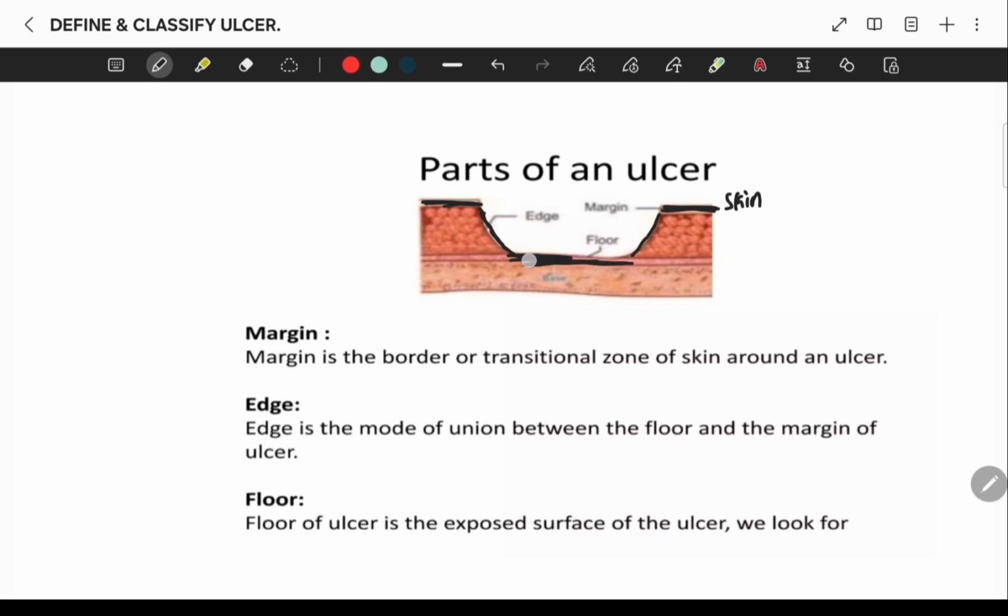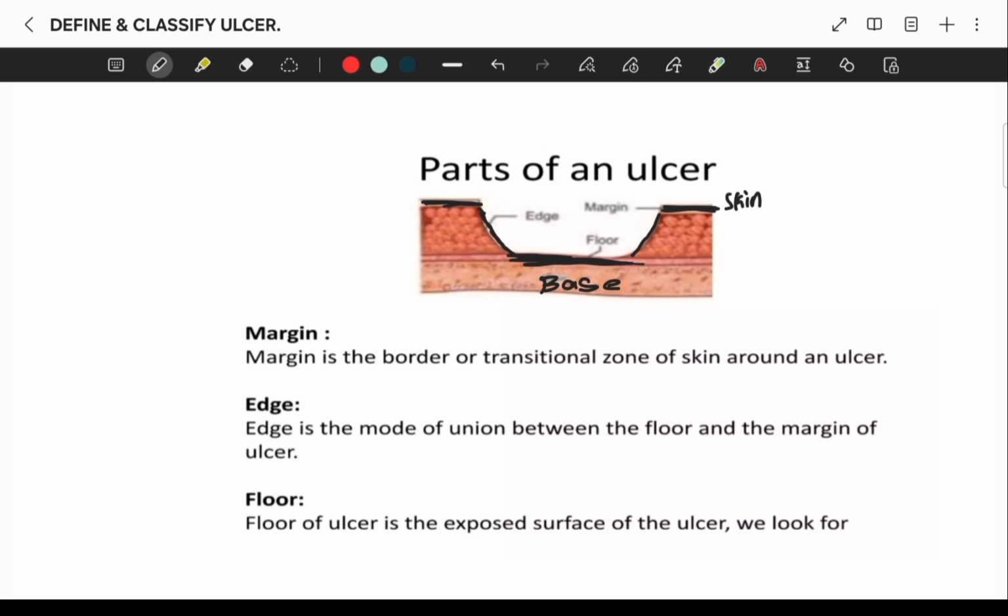The floor is the part which contains the granulation tissue or the pus. So it is known as the floor. And below the floor, we can see the base. We cannot directly see the base, but the base lies below the floor. The base can be a bone or a muscle or whatever it may be. But what we can see is the floor only.